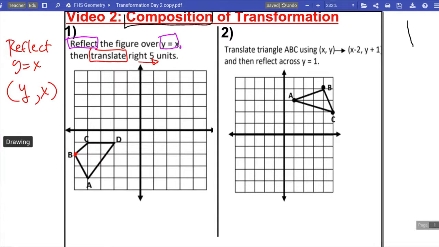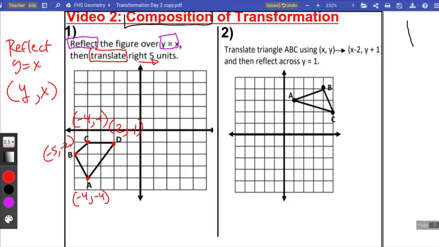B is located at -5, -2. A is located at -4, -4. Where is D located? D is located at -2, -1. C is located at -4, -1. All right, good. If I'm going to reflect this, let me get a different color here.